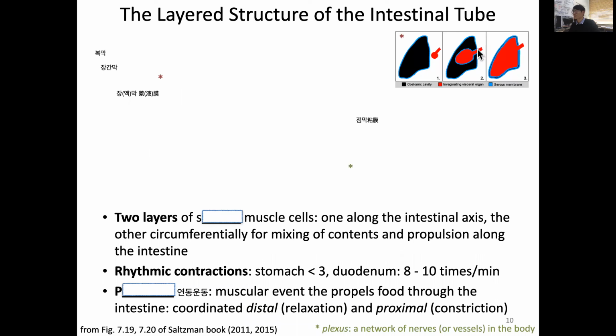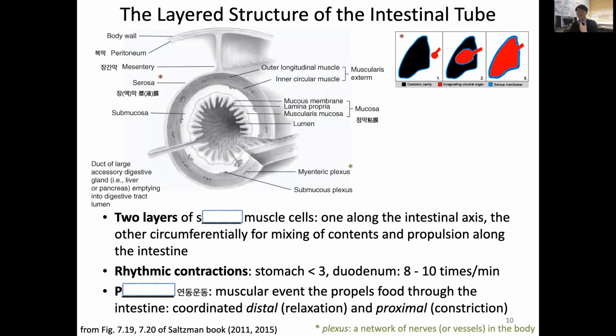So that structure looks like this. And if this is big, it looks like this. And this blue lining is called the serous membrane. Okay, so let's look at our intestinal tube. Because of this, you see these two linings are attached together. So that contains the structure of this intestine and its linings.